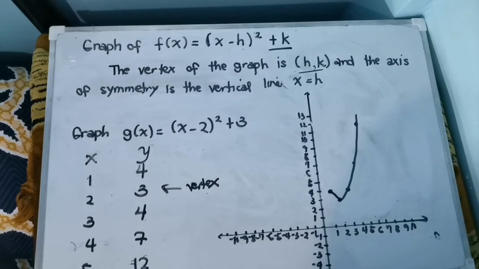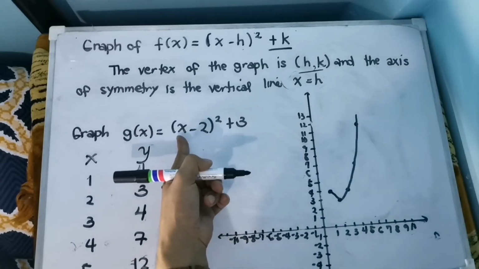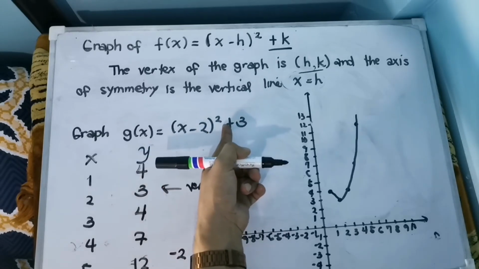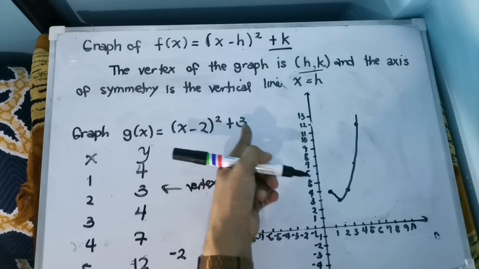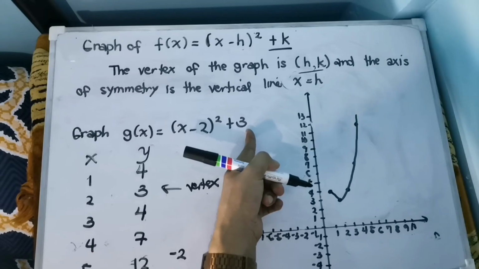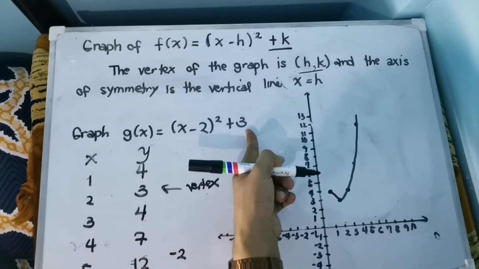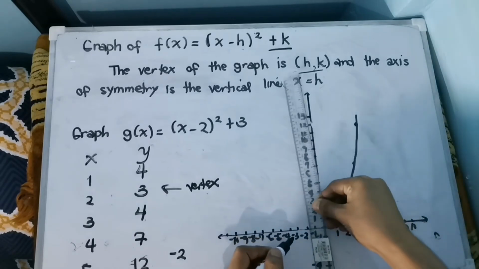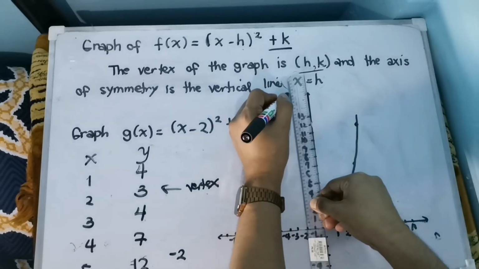Okay, so let's try to find the other points. Halimbawa ay negative 2 para lang makonect natin. So, if x is negative 2, negative 2 minus 2 is negative 4. Negative 4 squared is 16, plus 3 is 19. So, that is negative 2, 19. So, most likely nandito siya.